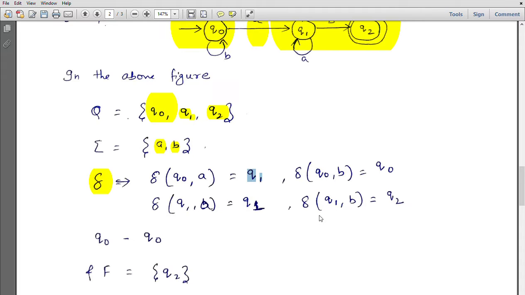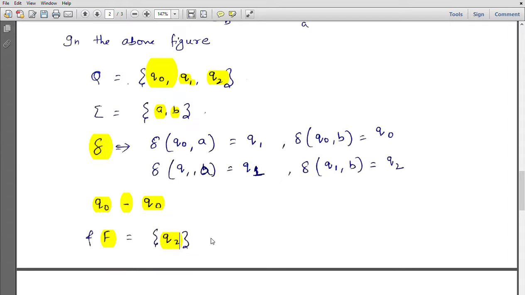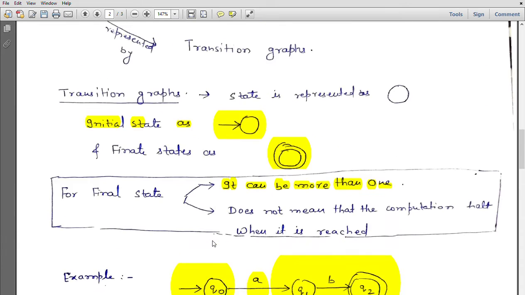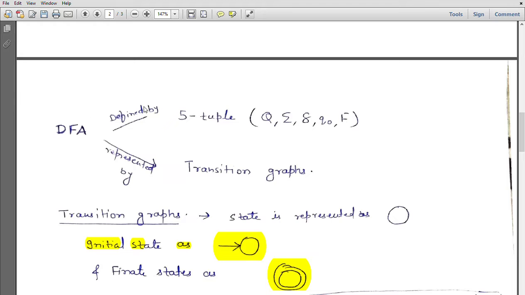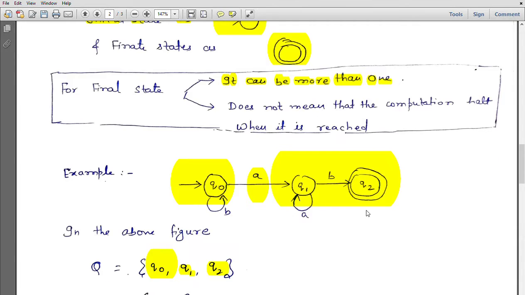So all the different possibilities from a particular state and all those input alphabet, all those transitions are given. Here Q0 is Q0 itself. So the initial state is already given as Q0, and capital F, this is the final state, and Q2, as we have seen in the figure, there is only one final state. It can be more than one also in some other given automata. So this is the definition, and this is the transition graph.